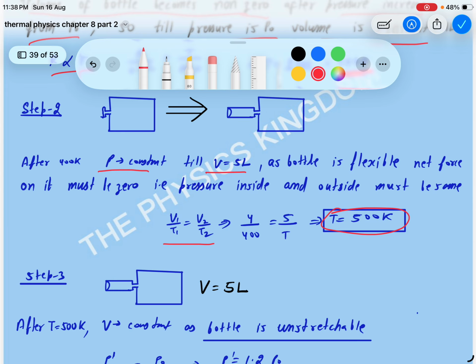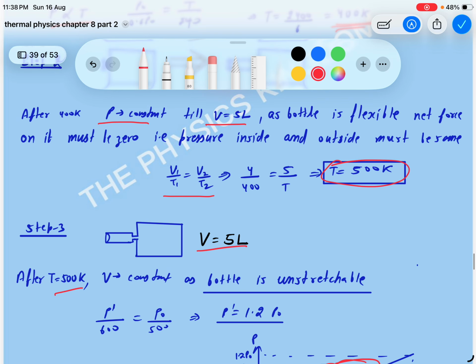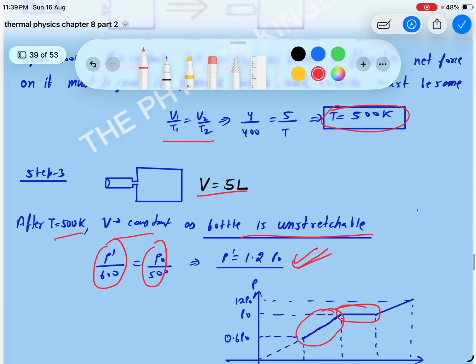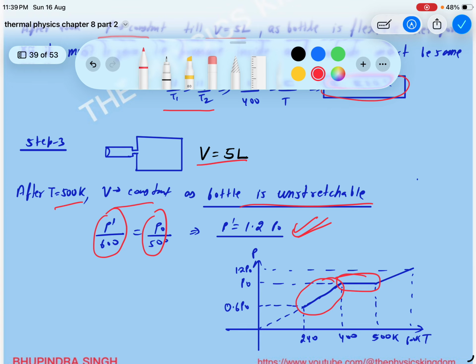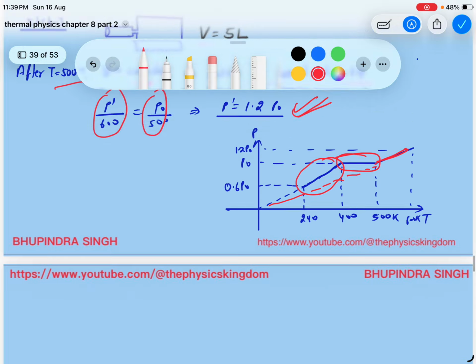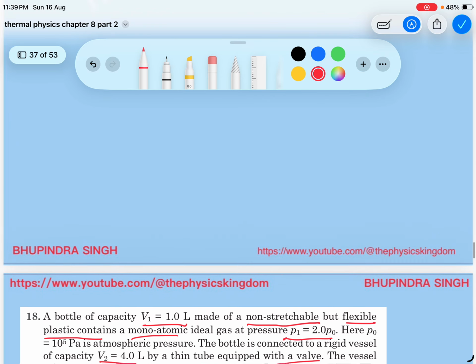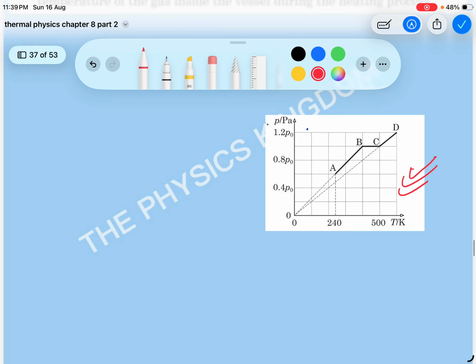Okay. So now when the volume is 5 liter, the volume is also constant. After 500 Kelvin, the volume is constant. The bottle is unstretchable, so now you have to heat it till 600. So P1 by T1 is equal to P2 by T2. So the final pressure I am getting is 1.2 P naught. With this volume constant, the line's slope also passes through the origin. So by that I am getting this graph, what they have given, the 100% correct graph, right?